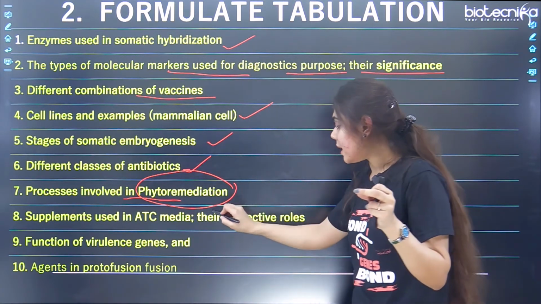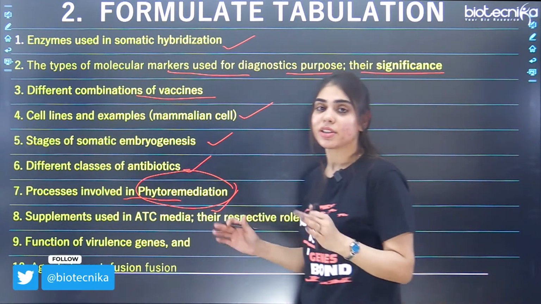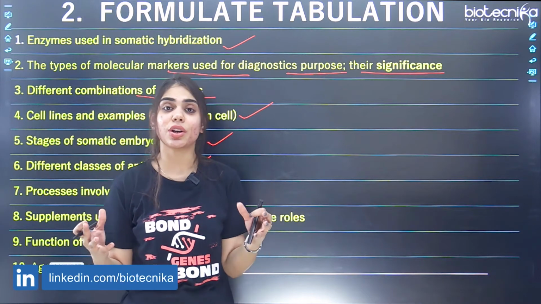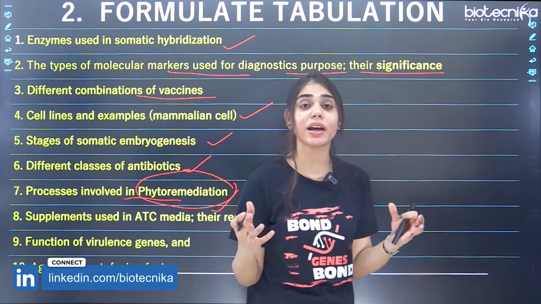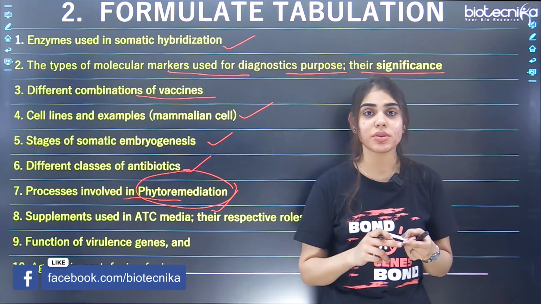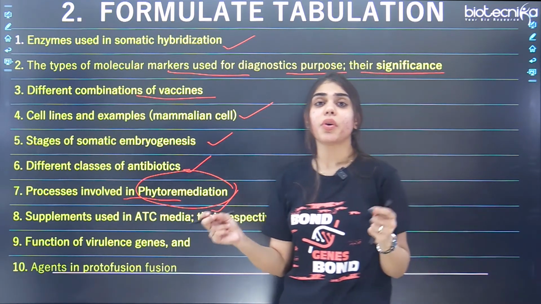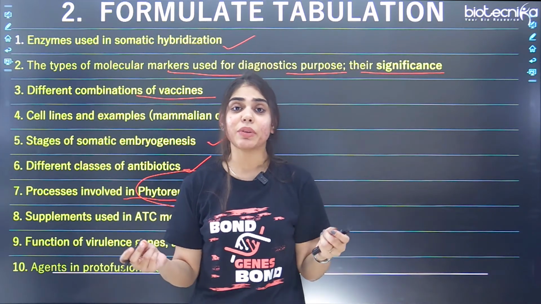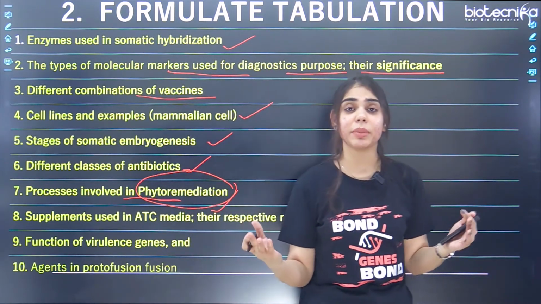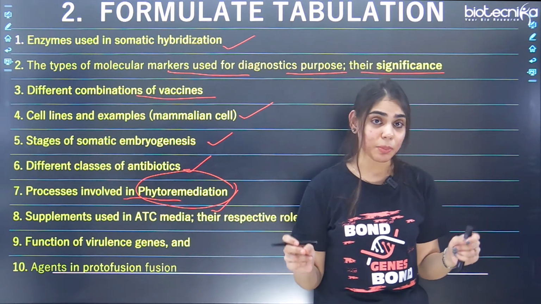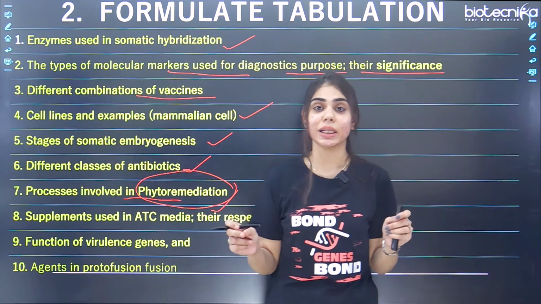What are the supplements that are used for ATC media and their respective role? Now, ATC media means that is used for the culture of animal cells, because here we are focusing on ATC media. So it would contain carbon source, protein source, lipid source. So you need to focus on the function of all of them, like fibronectin, glutamine, what is the role of glutamine, what is RPMI media, what all it contains. So here you need to focus on the media supplements that are used for culturing animal cells.